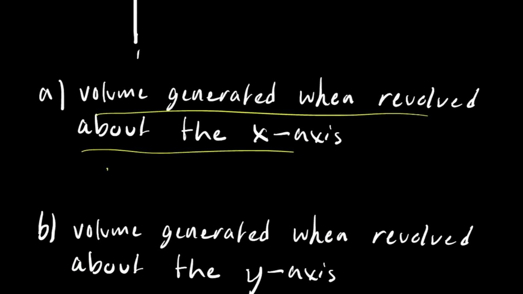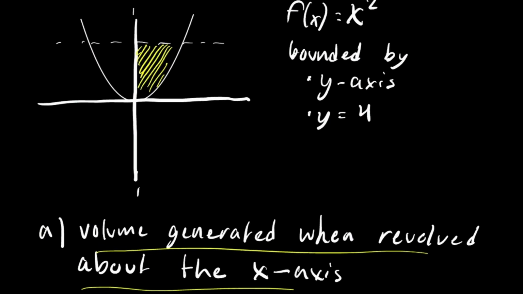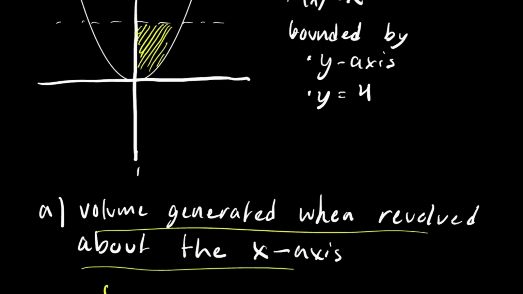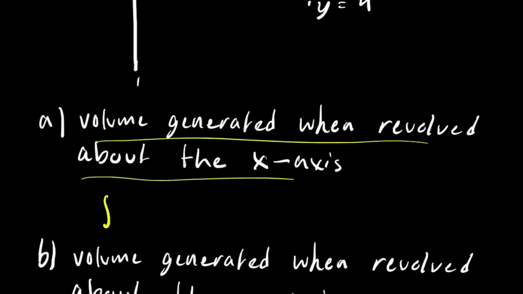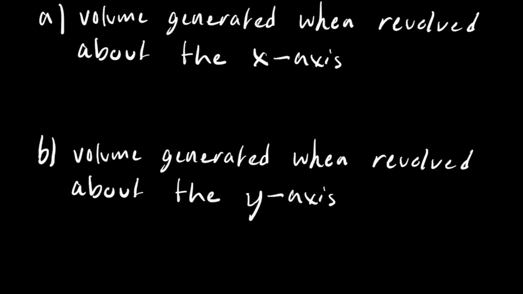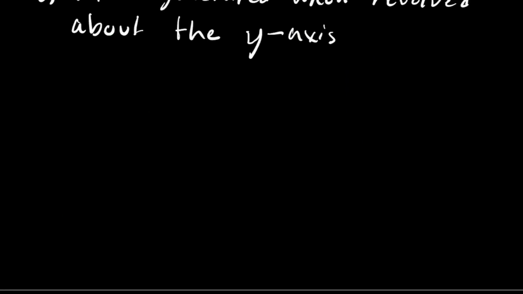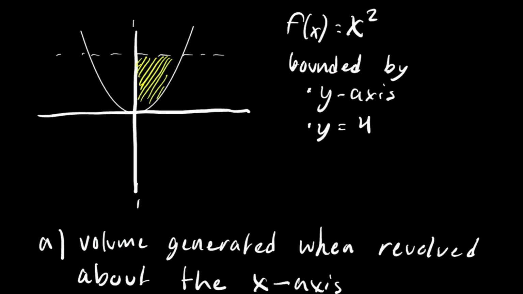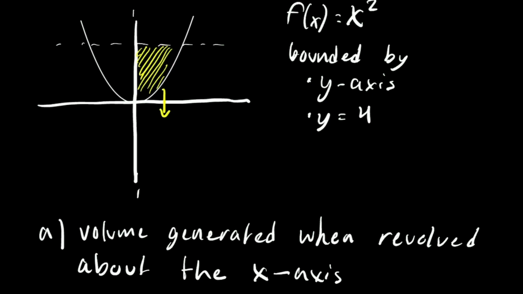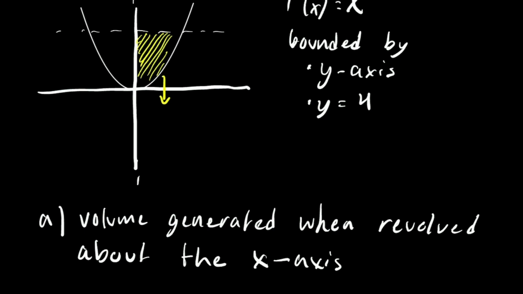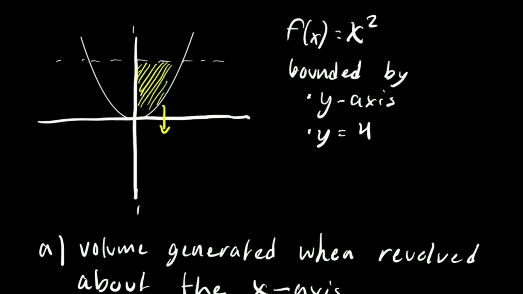But basically all you would do is from about the x-axis. Actually, this might be a good one to go over. Yeah, we'll actually do both. So for A, we're told our bounds are y equals 4 and the y-axis. Since we're rotating it about the x-axis, you need to be careful here because we're not integrating from 0 to 4, right? Because where this intersects, that point right there, is not x equals 4.